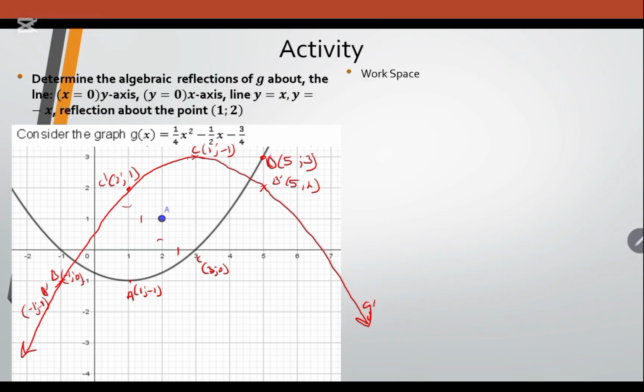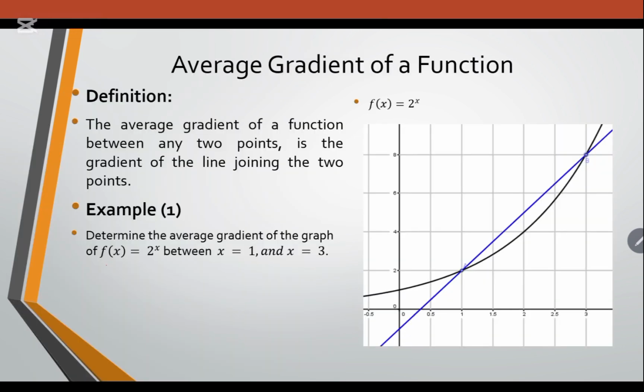Now, colleagues, all these types of questions, you can find them in many of the previous exam material. You will definitely come across this. So let us make use of the average gradient in a function. The most important thing is to stress the definition. The average gradient of a function between any 2 points is the gradient of the straight line that is joining the 2 points. These learners, they worked with the gradient of a straight line from as early as grade 8.